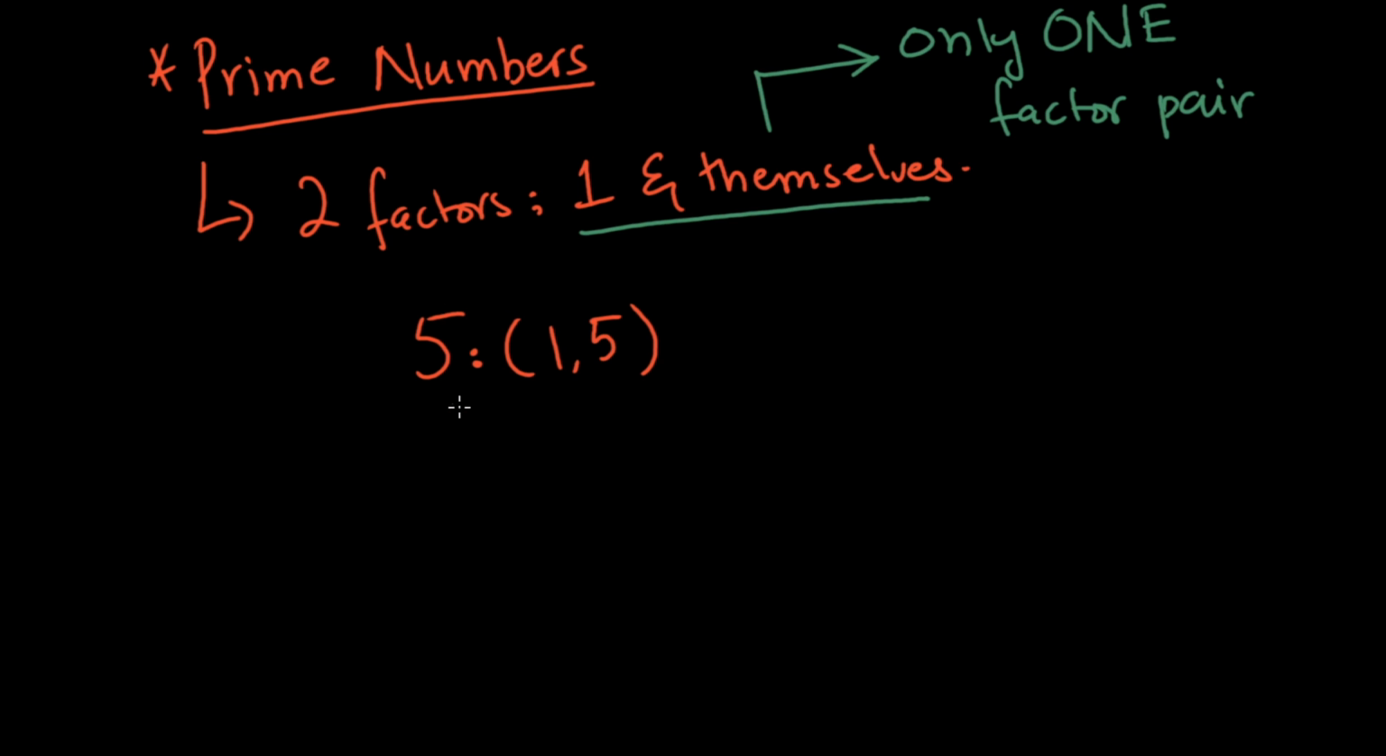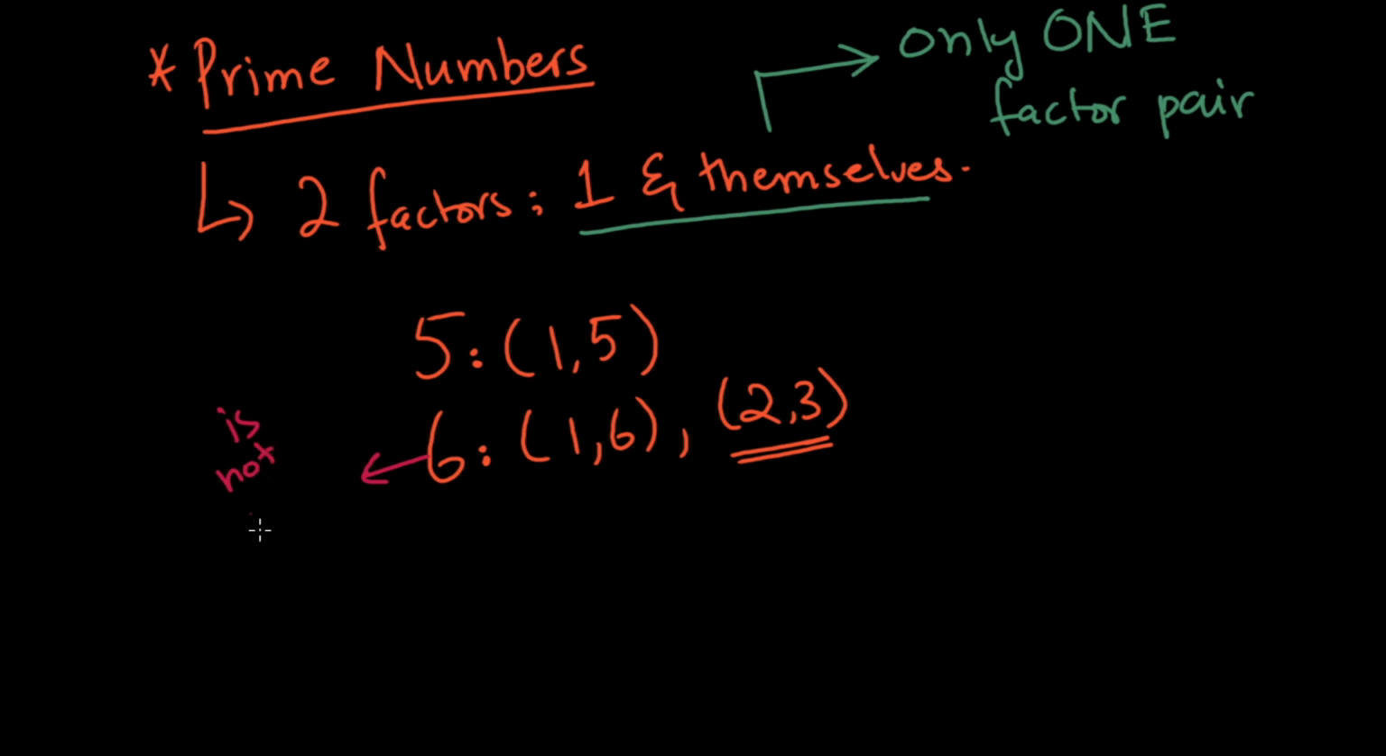To just have a quick look at other numbers, let's say, for example, 6. So 6 has factors that include 1 and 6, so 1 times 6 is 6. But what about any other number? So we have 2 and 3. So we saw that it has more than one factor pair, which means that 6 is not prime.